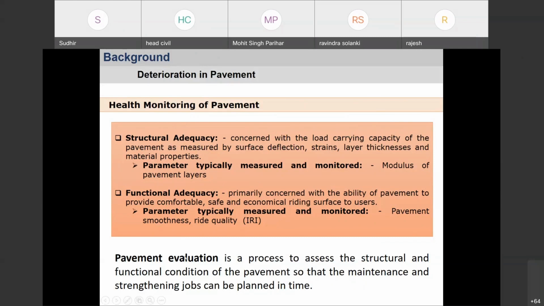Now, if I talk about payment evaluation, it is a process to assess the structural and functional condition of the payment, or let's say the existing payment, so that I can determine what maintenance or strengthening jobs will be needed. Okay. And also I can determine at what point I would like to provide this maintenance or strengthening.